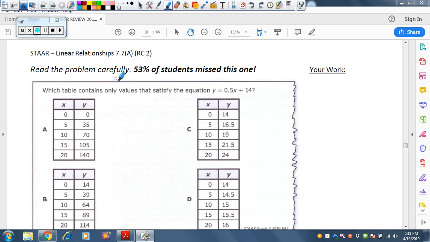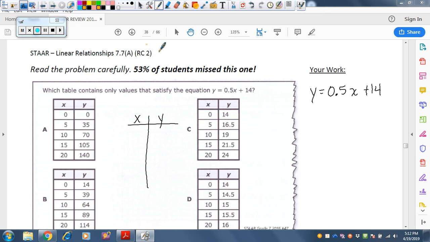Which table contains only values that satisfy the equation y equals 0.5x plus 14? Guys, just make your own table. So you've got, here, I'm going to write my table here. X and y, and we're saying that y equals 0.5x plus 14. You're going to need some scratch paper for this one.